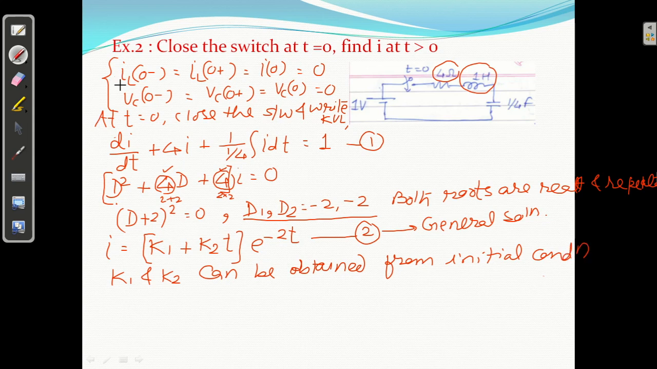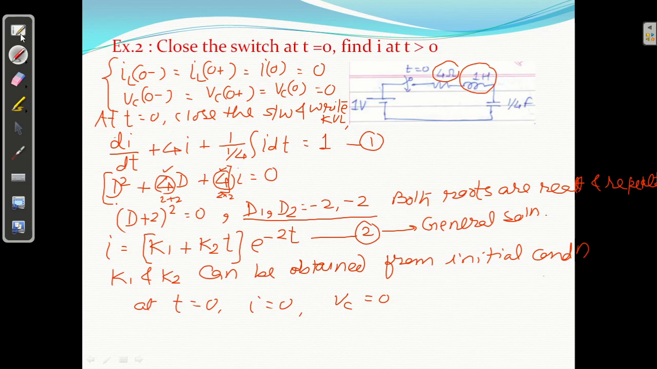What is the initial condition? At t equal to 0, I equal to 0, and at t equal to 0, Vc is 0. That is the initial condition, right? At t equal to 0, I equal to 0, and Vc is also 0. So we will get the k1 and k2 from there.